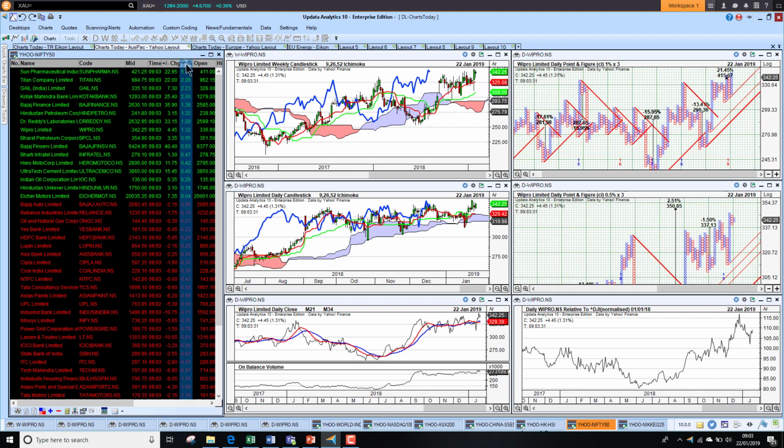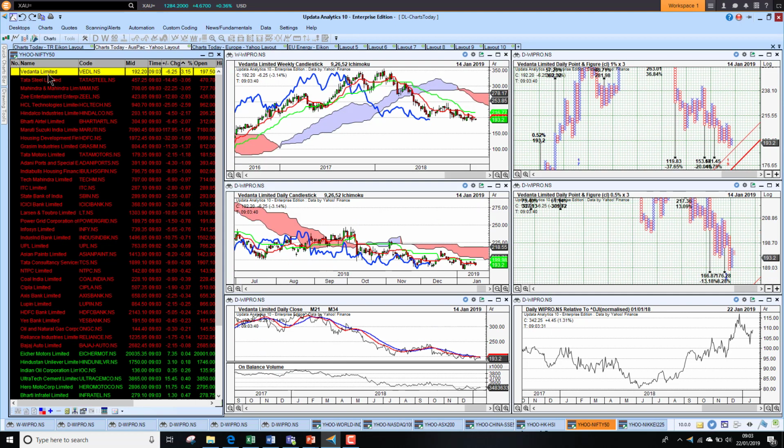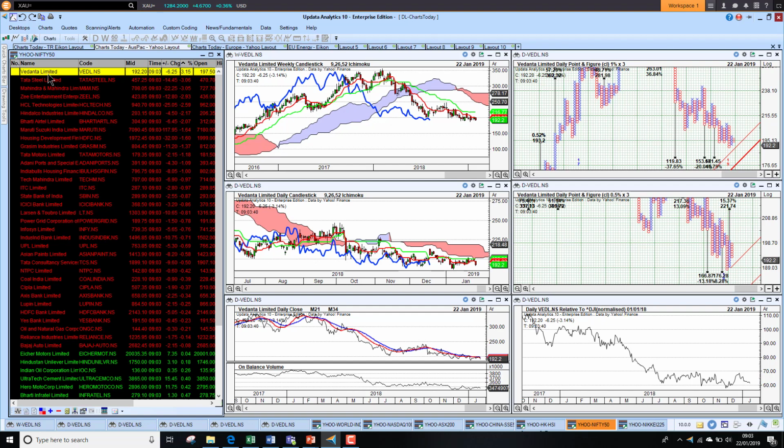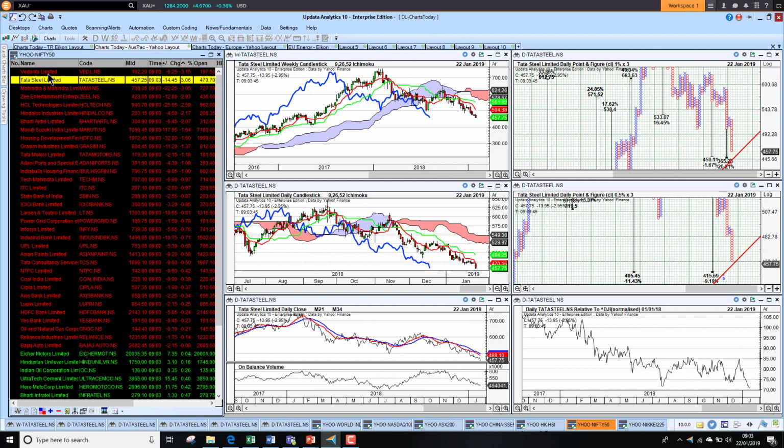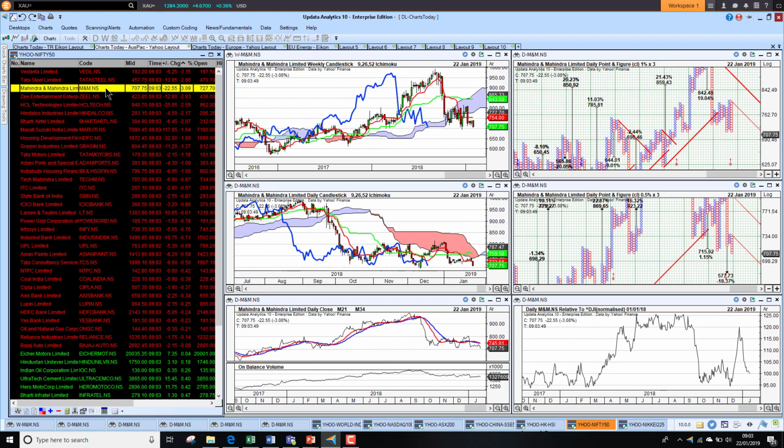Going the other way, of course, we see Vedanta down 3.515% this morning. Tata Steel are lower, so we can do that on any group we want, and we see that as well here with Mahindra and Mahindra Limited.